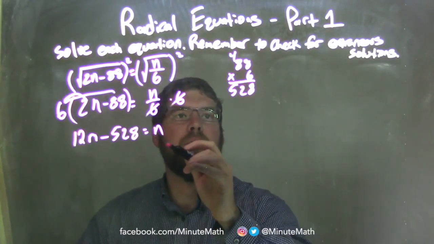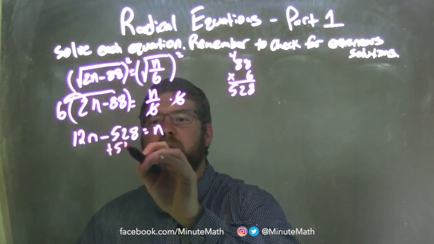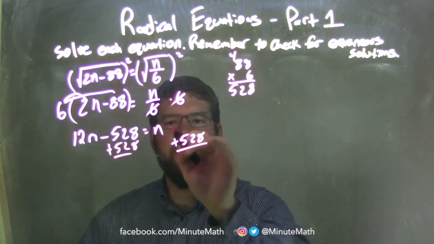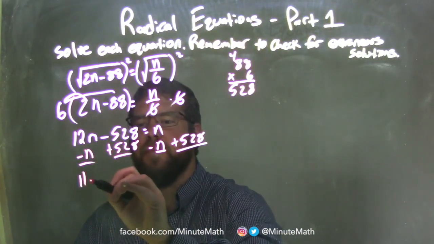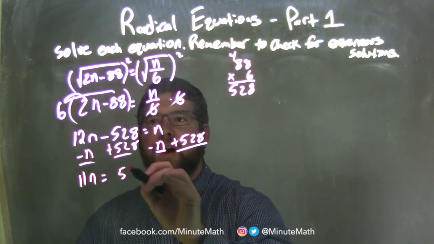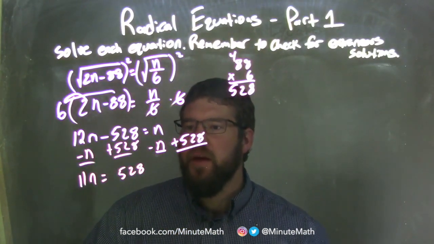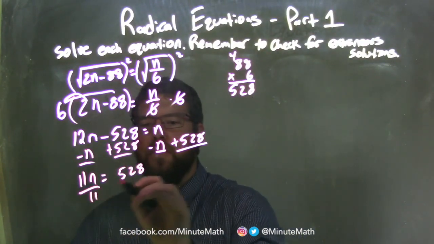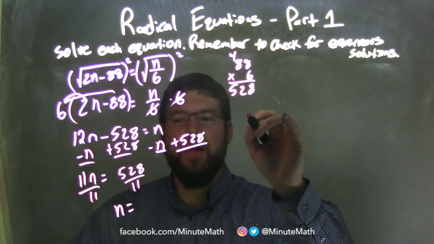So I'm going to, well, let's add 528 to both sides. Right, there's nothing there, and we'll subtract the n from both sides, leaving me with 11n on the left equals 528 on the right. Okay? So now I have to divide by 11. So divide by 11 on both sides, giving me n equals whatever 11 into 528 is.